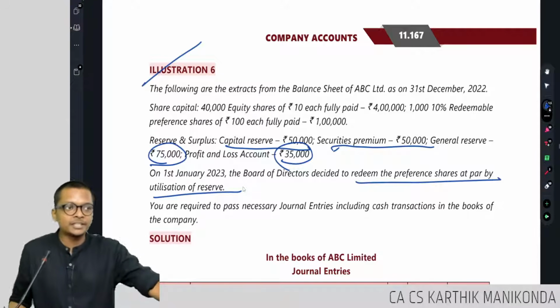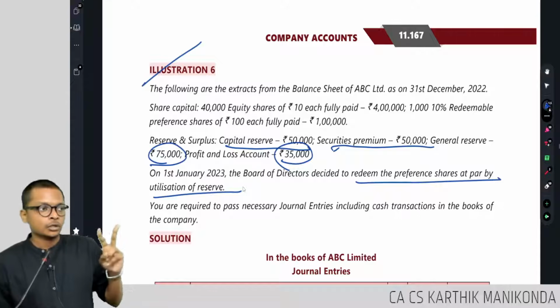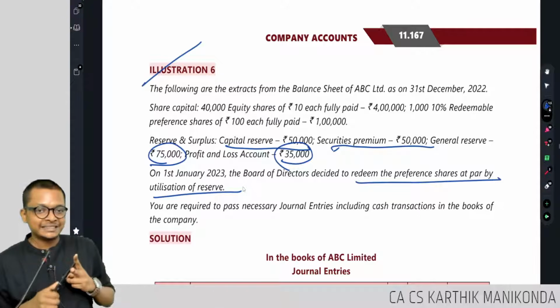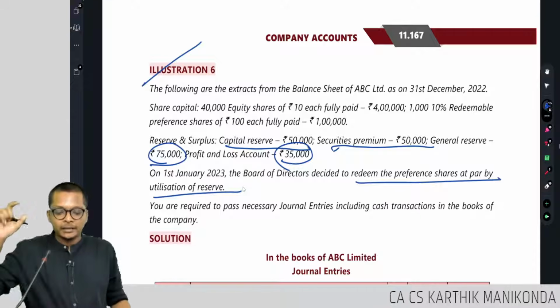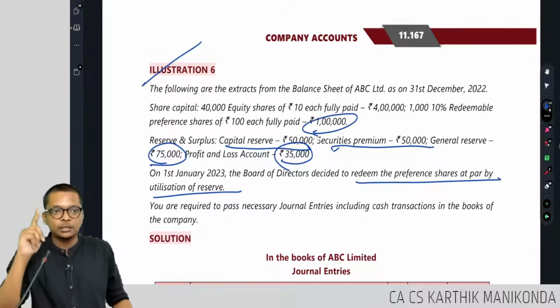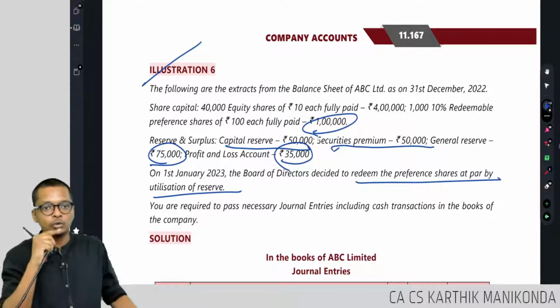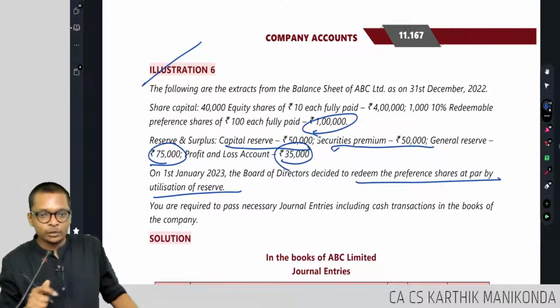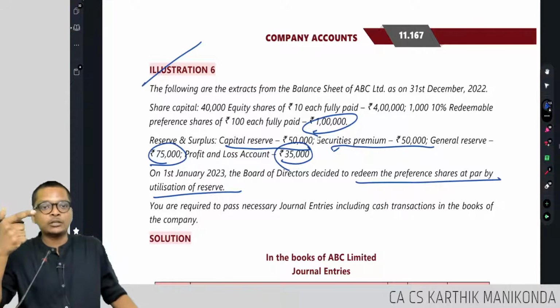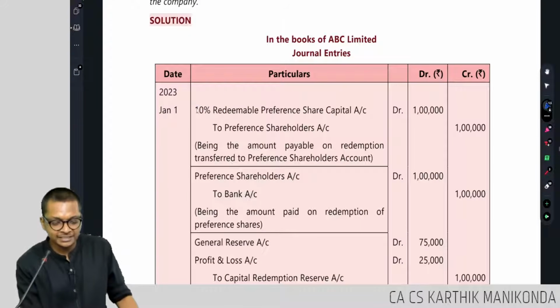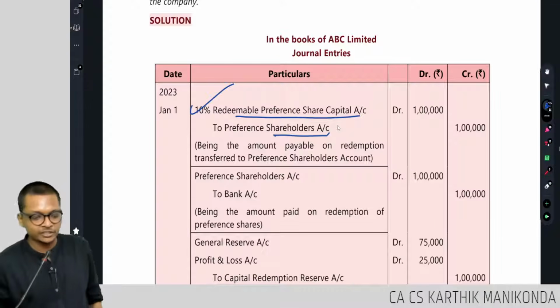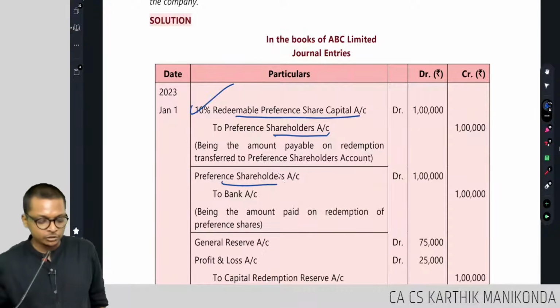In this, how many journals will come? Only first and second. Will premium entry come? No. So what is the first entry? Preference share capital account debit 1 lakh to preference shareholders 1 lakh. Preference shareholders to bank 1 lakh. Correct? Those are the 2 entries.